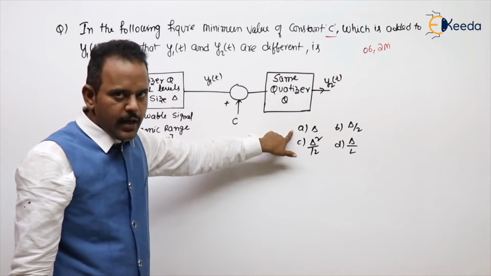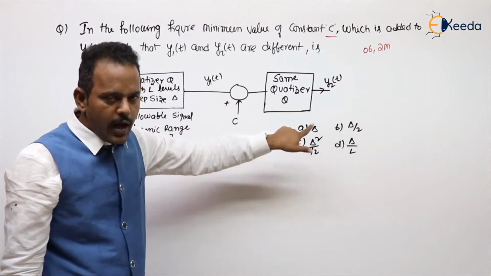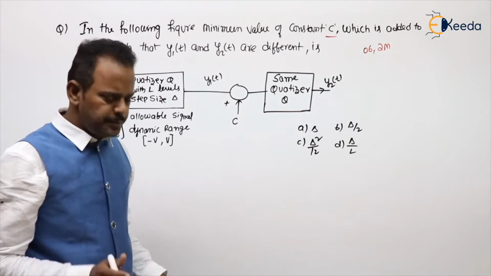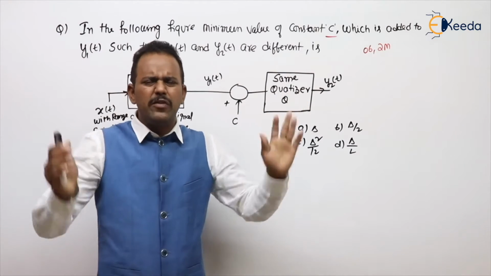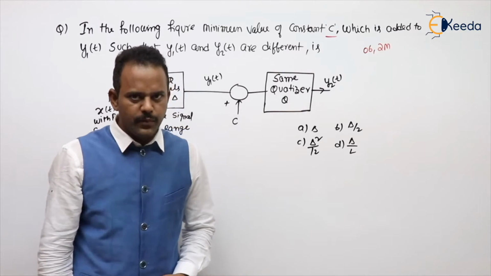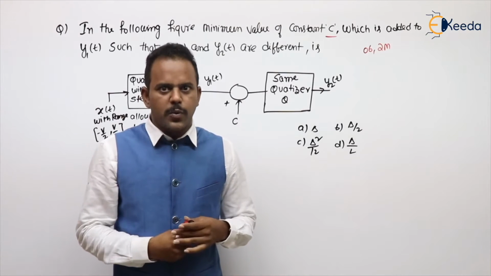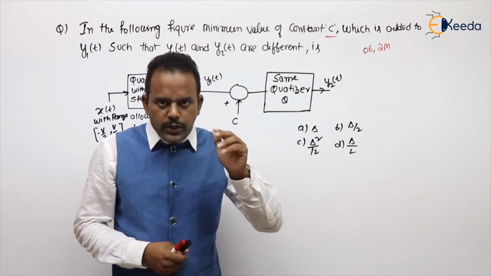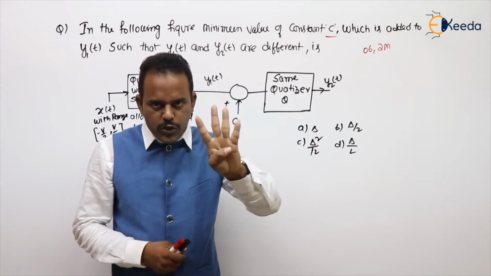Option A delta, option B delta by 2, option C delta square by 12, option D is delta by L. One of the excellent problems. Many of them are given different solutions, but see the accurate one. If you see my class on the quantization process, the total dynamic range of 0 to 8 is divided into 4 levels or 4 steps.